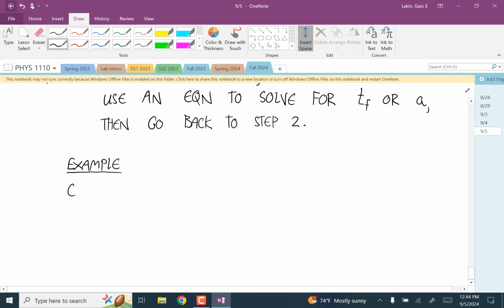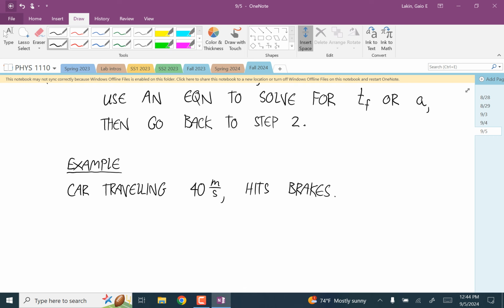So let's say that a car is traveling at 40 meters per second and it hits the brakes. Can anyone sort of estimate how many miles per hour 40 meters per second is? So I said last time that it's about 2.25 miles per hour for every meter per second. So this is really fast. This is like 90 miles an hour. Okay.